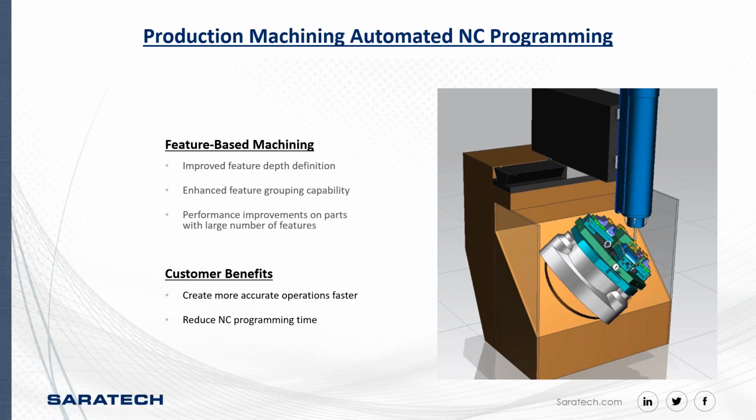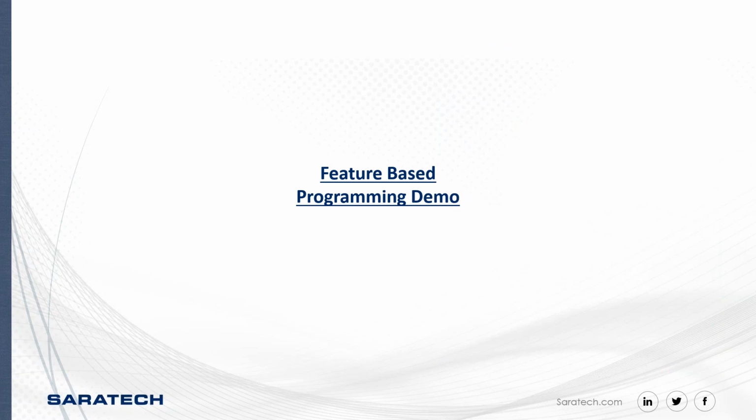And then the performance improvements on the parts with a larger number of features, they're meaning the time it takes to do feature recognition, go through the feature navigator, create the operations and pull tools from the tool library has improved greatly. The processing time has decreased greatly from previous versions. They've given the recognition ability either more tolerance, or they've narrowed down tolerancing for features so that it picks them up and programs them much quicker than before. Of course, the benefits to the customer are it creates more accurate features, and it reduces the NC programming time. So we'll go into the feature-based demo now.